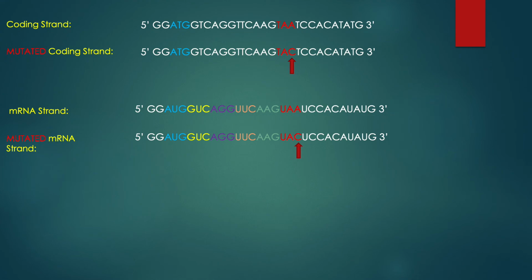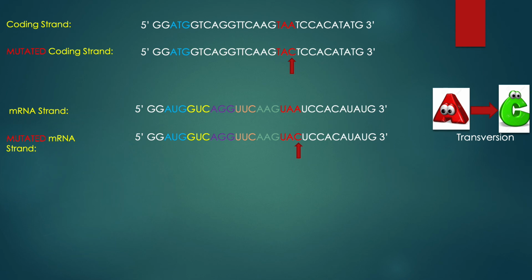Lastly, we have a mutation in the codon that signals translation to stop. Because a purine was changed to a pyrimidine, this is also a transversion. Let's go through translation so we can see the impact this mutation has on the protein.